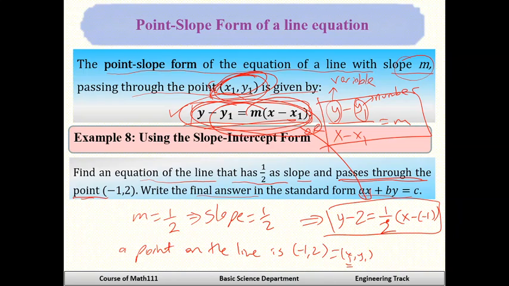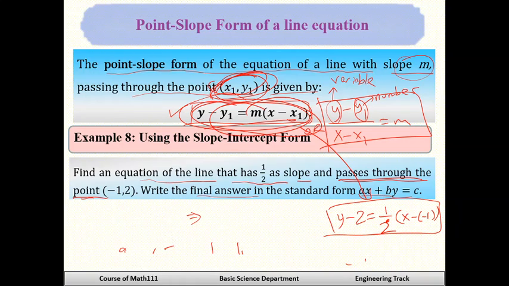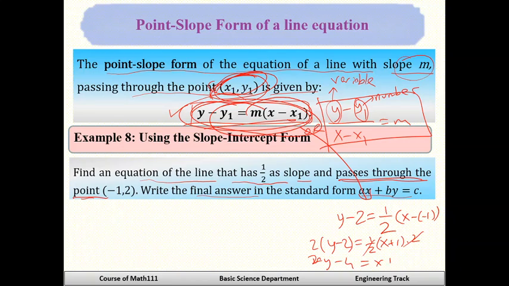So then the next thing is you can get rid of the fraction, and then you can send x to the other side. Okay, let's do it. So x plus 1, multiply both sides with 2, there will be cancellation. It's 2y minus 4 is equal to x plus 1.